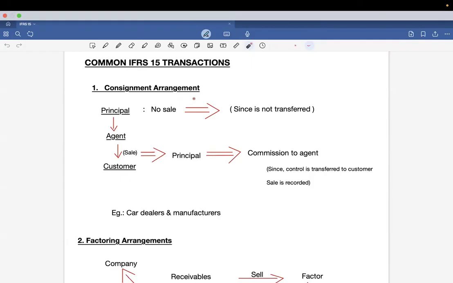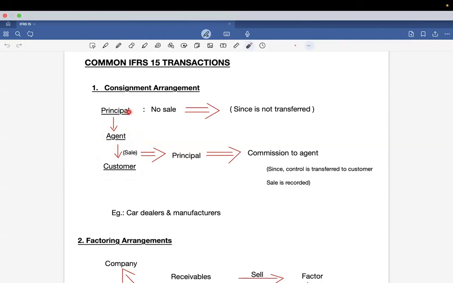In the consignment arrangement, there are three parties until the final transfer of the goods. First is the principal, who is the owner or the manufacturer of the product. The second is the agent, who collects goods from the owner and sells the goods on behalf of the owner. The third is the ultimate customer who finally consumes the goods. Understood? Yes.